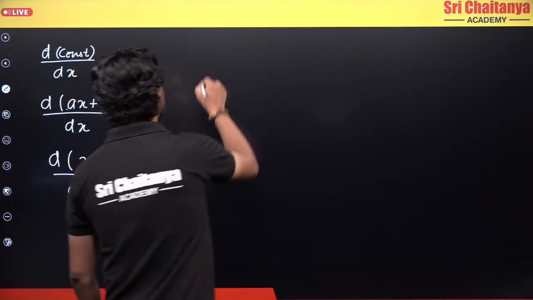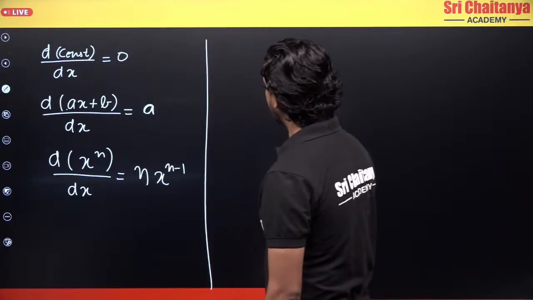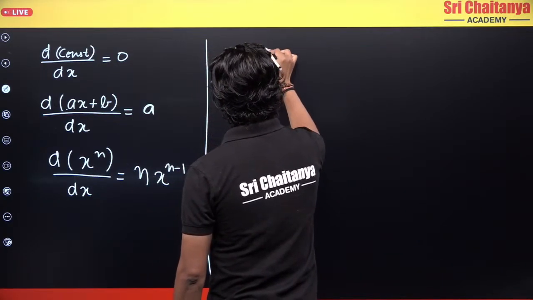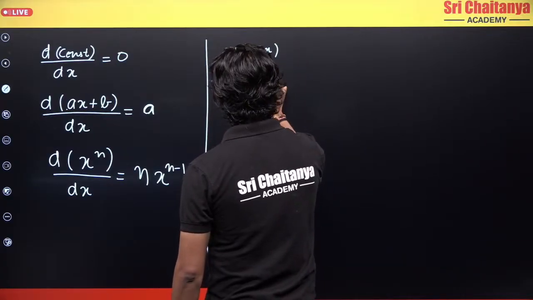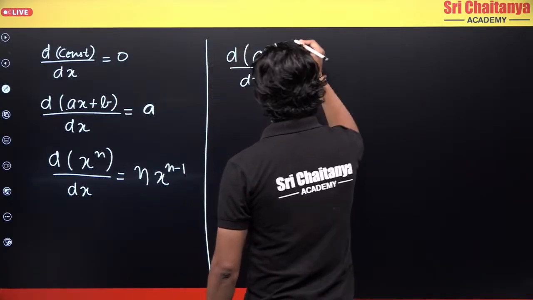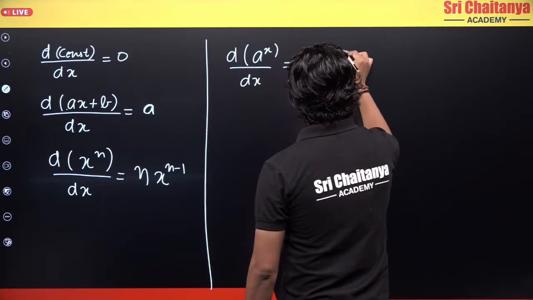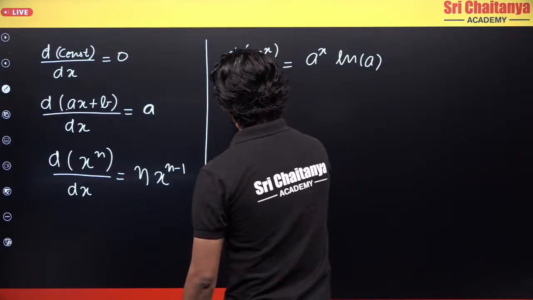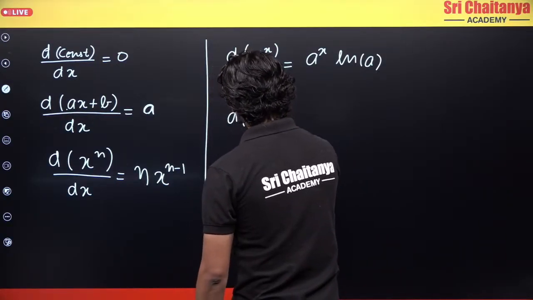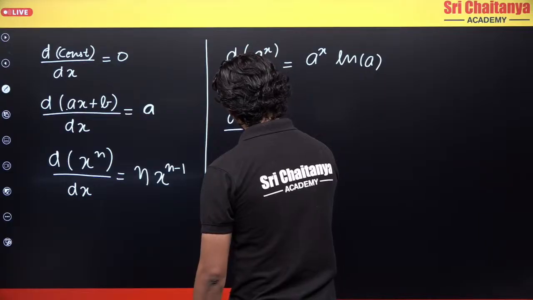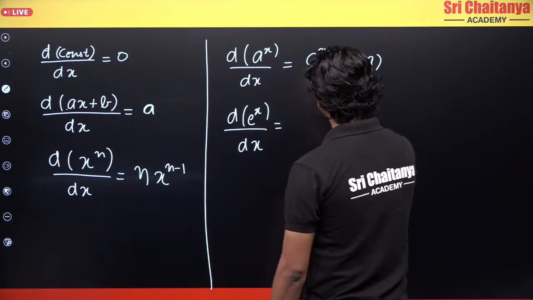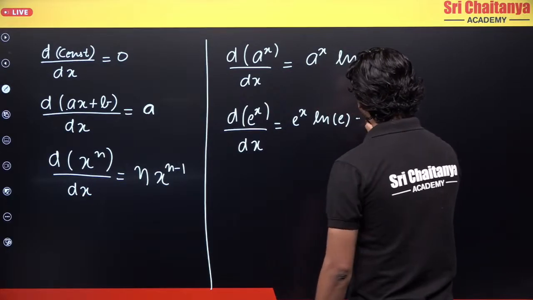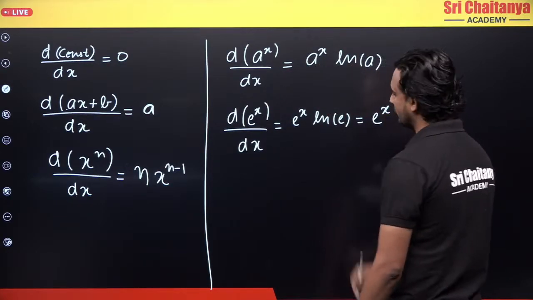Now let's move forward. Then we have the exponential function. Differentiation of a power x with respect to x is a power x ln a. If I put a as e, this becomes e power x. Differentiation of e power x is e power x ln e, and ln e is 1. So differentiation of e power x is e power x.